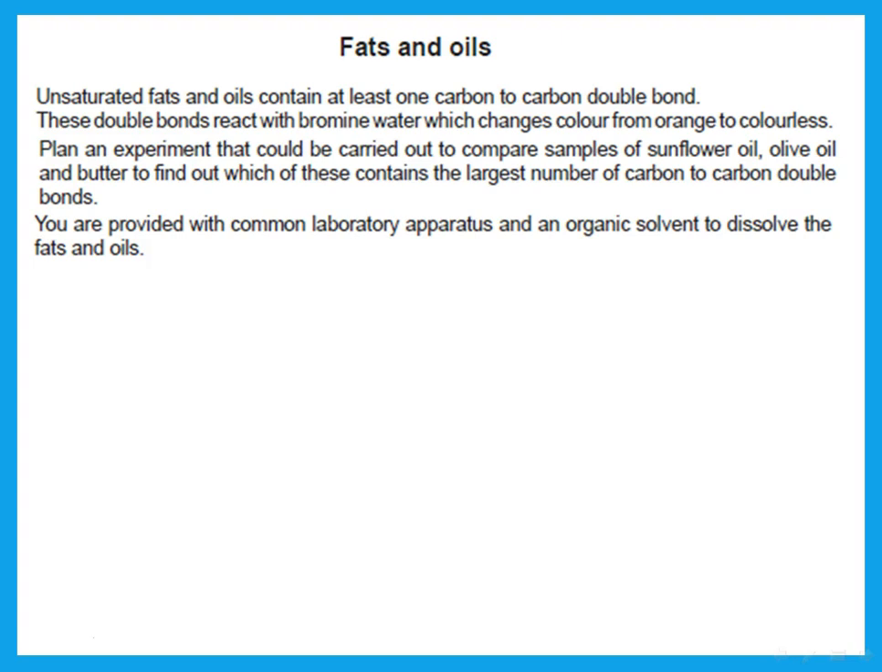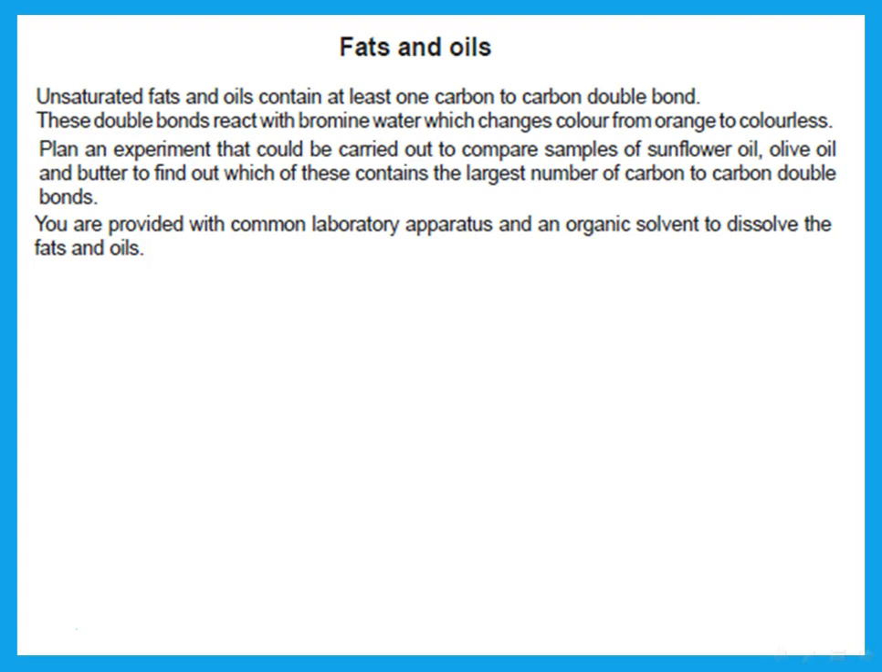This is a typical question. Unsaturated fats and oils contain at least one carbon-to-carbon double bond. These double bonds react with bromine water, which changes color from orange to colorless. Plan an experiment that could be carried out to compare samples of different oils to find out which of these contains the largest number of carbon-to-carbon double bonds. So, what should I do?